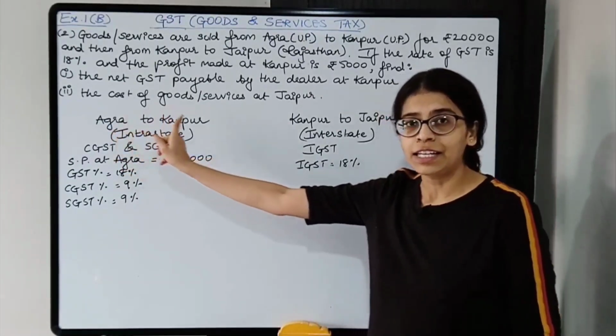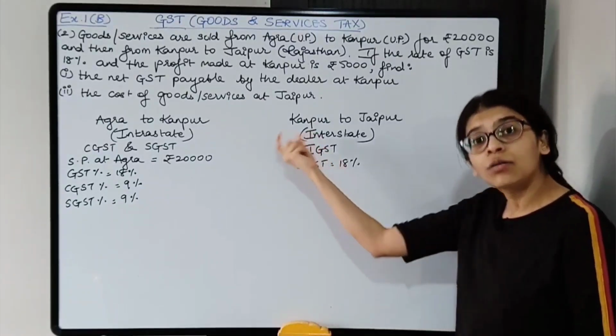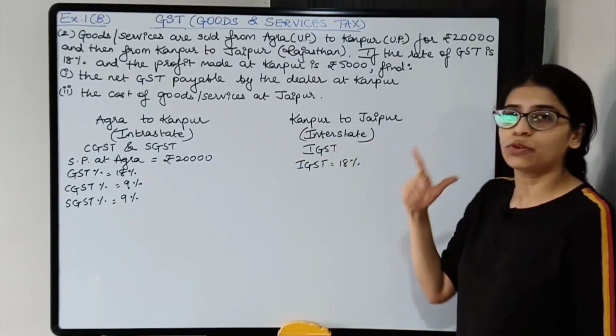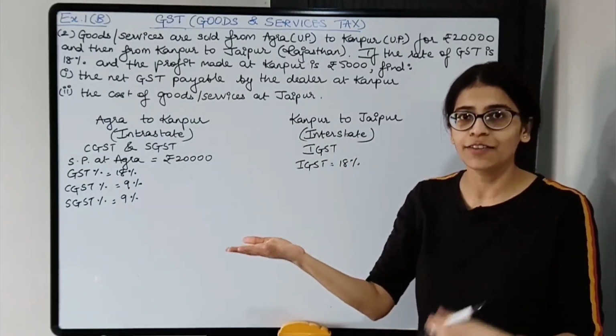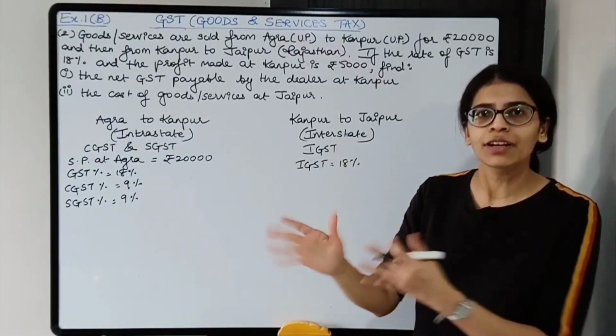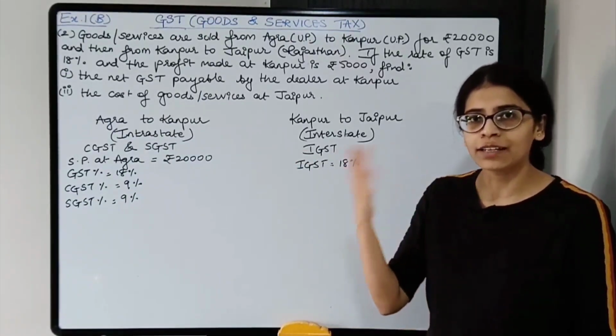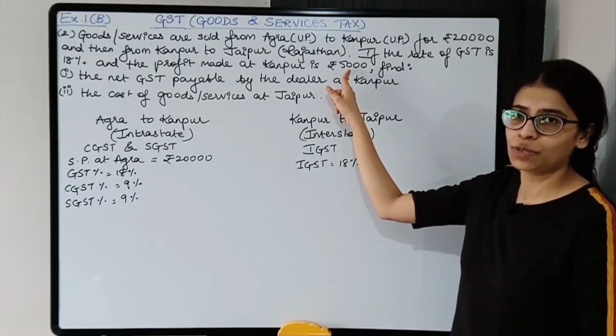Here Agra is selling to Kanpur and Kanpur is buying the goods. Here Kanpur is selling the goods to Jaipur. So when you are selling, at that time you keep a profit. When you are buying, there is no profit, but when you are selling, you can keep some profit and sell it for a higher price. So Kanpur is keeping a profit of 5,000 rupees.